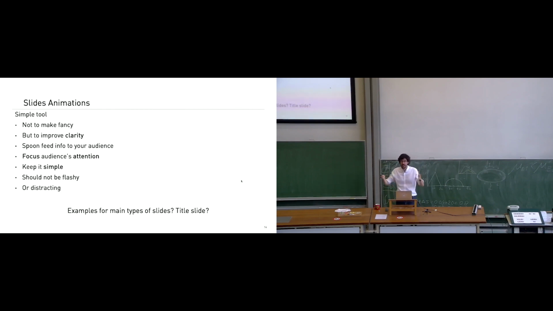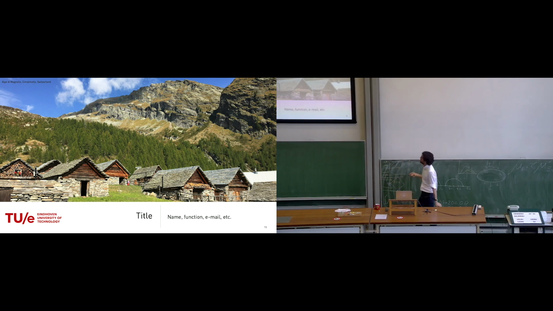What, for instance, the title slide. How could a title slide look like? Could look like this, right? This is Alpe di Magnello in the region where I'm from in Switzerland. It's beautiful. It's, I think, 1,800 meters. Those mountains are above the 2,000. It's very nice. You can use it as a background, the title, and then you put your name, right?